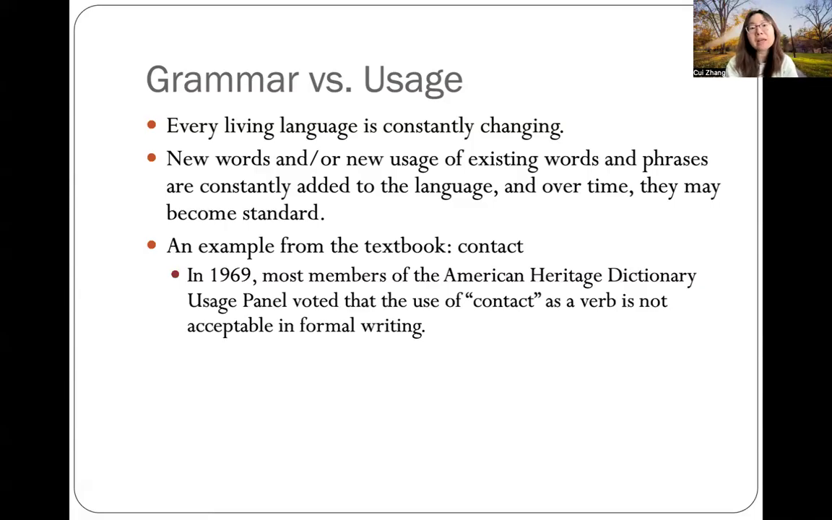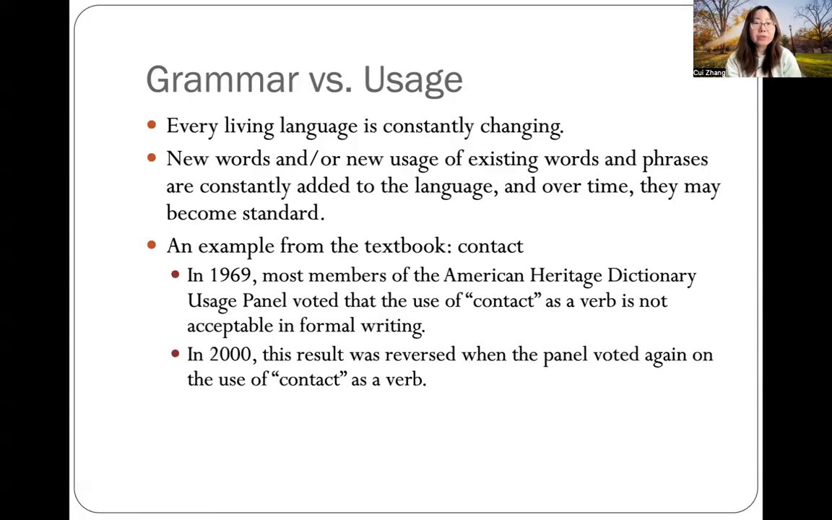In 1969, when the members of the American Heritage Dictionary usage panel voted on the usage of contact, most members said contact as a verb is not acceptable in formal writing. It can only be used as a noun. But in 2000, the panel voted again, and the result has been reversed, and that contact can be used as a verb in formal writing.